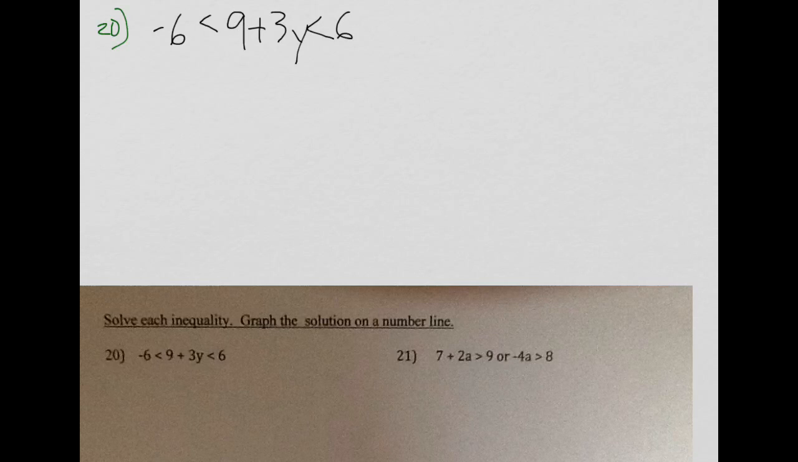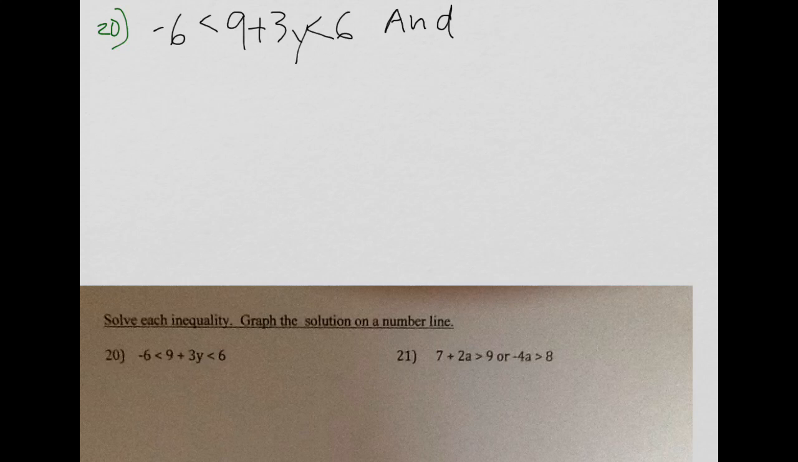Okay, 20 and 21 are compound inequalities, two inequalities together on the same number line. 20 is the one with the "and" inequality. So that means when I graph it, I'm looking at what's common between both things on the number line. This you could do all at once.